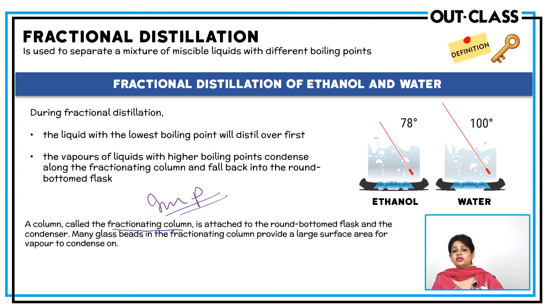So if we are doing the fractional distillation of fermented liquor that consists of ethanol and water, then ethanol will be obtained at 78 degrees Celsius, which is the boiling point of ethanol. And once all the ethanol has distilled, then the temperature will start rising, and when the temperature will reach 100 degrees Celsius, then the distillation of water will start.